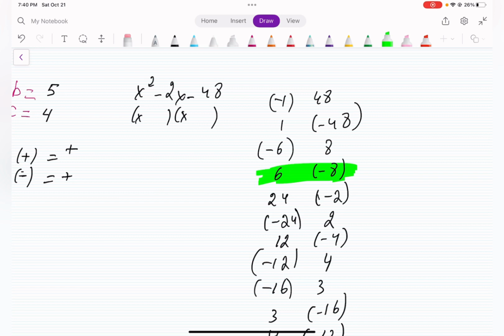Remember, when the product is negative, obviously it's going to be one positive, one negative. How do you know which one is going to be positive, which one is negative? You are looking at value of b here. If value of b is negative, that means bigger number is negative, just like we have here. If it would be x squared plus 2x minus 48, then biggest number should be positive. Then we would take this one. Okay? So this way we have plus 6 and minus 8.